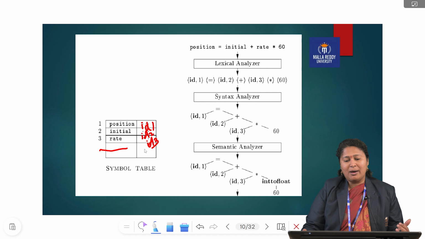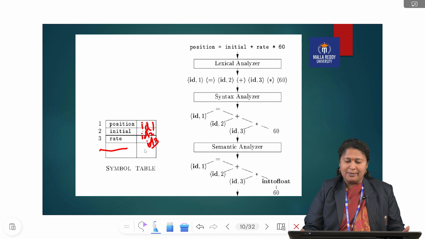Let us see what happens in these phases. These are the analysis part. First, the input to the lexical analyzer is position = initial + rate * 60. The output of the lexical analyzer is position taken as ID1, equal to, initial taken as ID2, rate taken as ID3, and the remaining number is taken as 60, with the remaining tokens plus and asterisk the same. Now this is the output of the lexical analyzer.